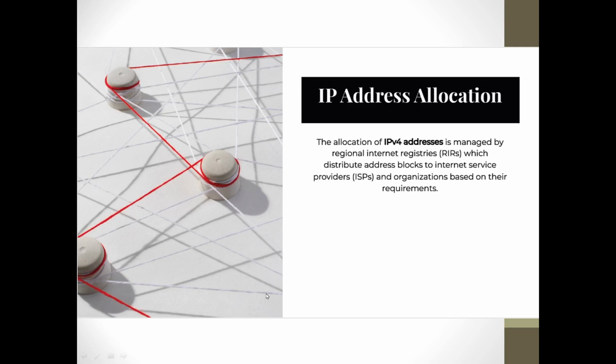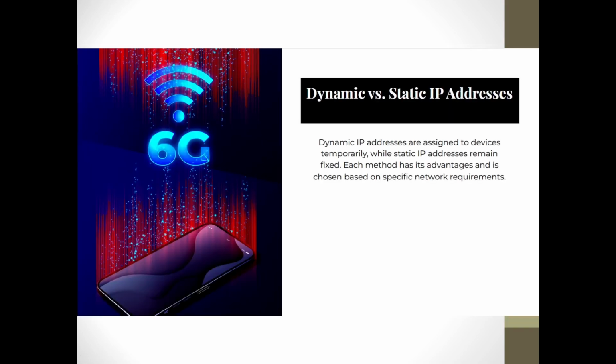Now coming to IP address allocation. IP addresses are managed by regional internet registries, which distribute address blocks to internet service providers and organizations based on their requirements. Then there are dynamic IP addresses and static IP addresses. A static IP address is an IP address that is manually configured for a device and remains constant over time, while a dynamic IP address is automatically assigned to devices by a DHCP, Dynamic Host Configuration Protocol, server, and may change over time.